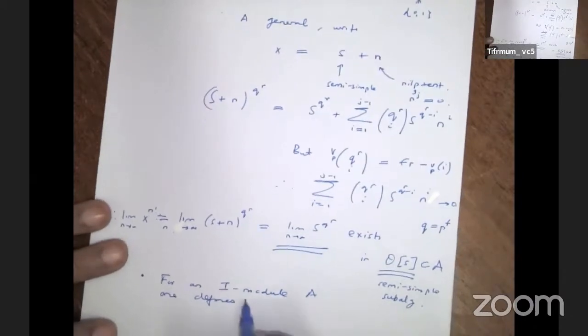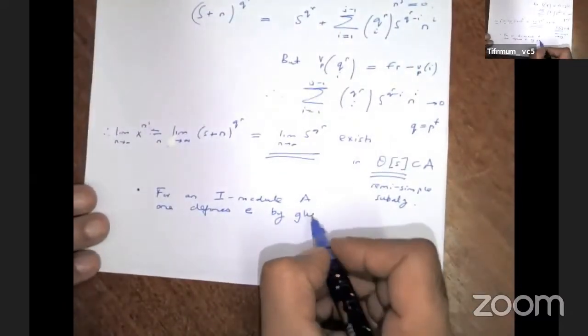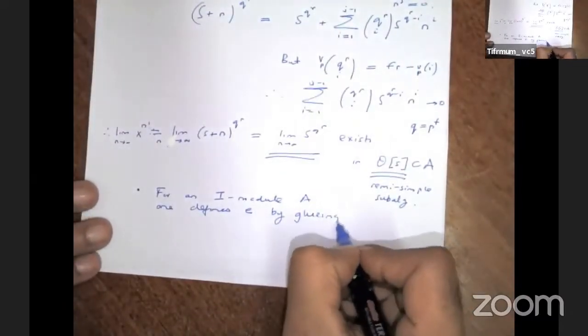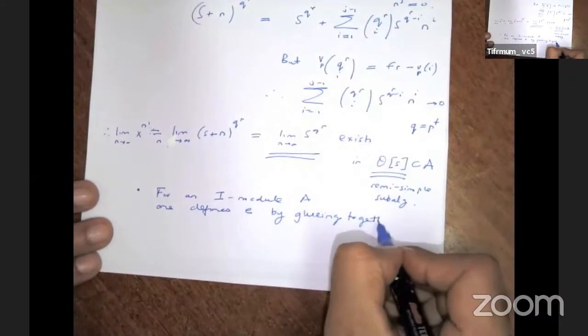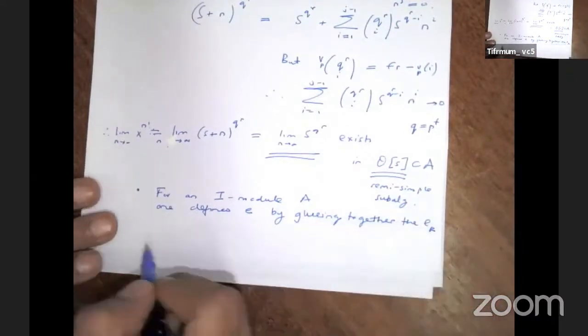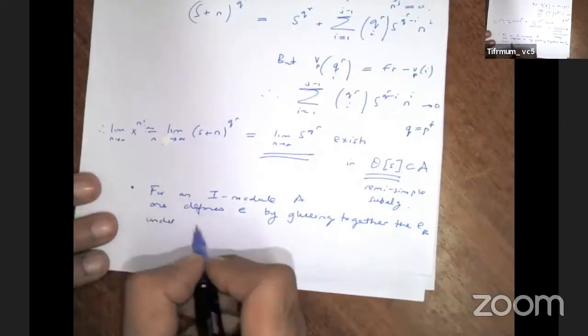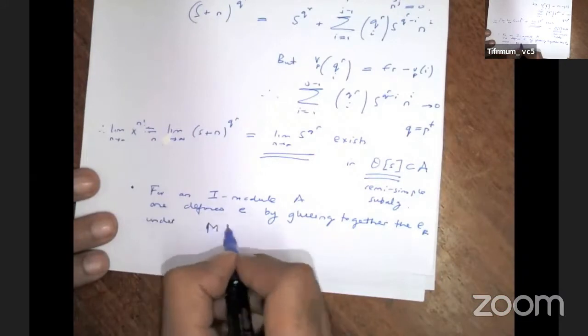And you have to do some checks. We define E by gluing together the E_k under the specialization map M_n Lambda.